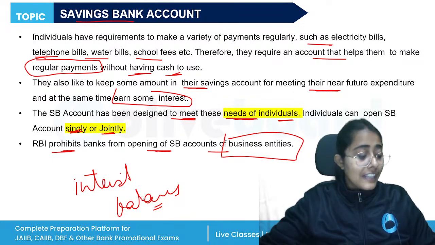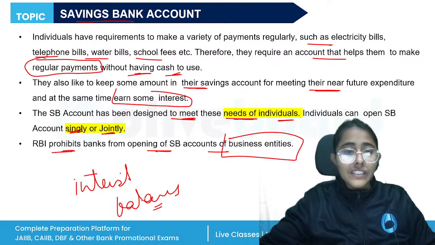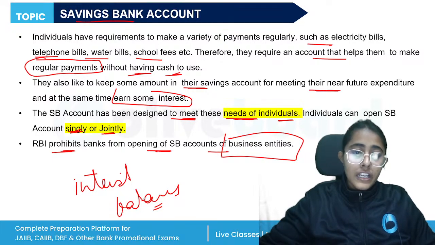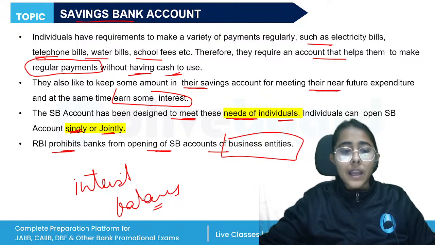Banks also have certain advantages of savings bank deposits. These accounts provide a broad retail deposit base. They're relatively stable in nature, and a potential customer base for cross-selling and upselling.